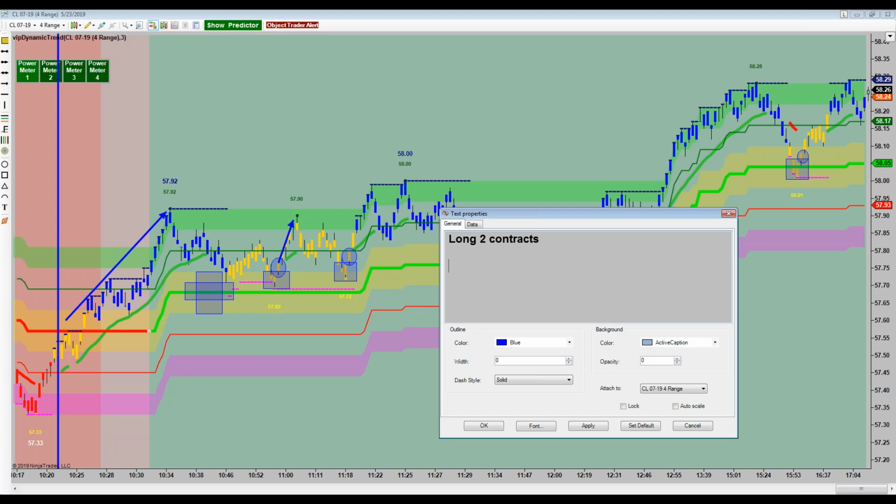And one of the first things we do is we look to take profits on what we call the scalp, which is the first contract.